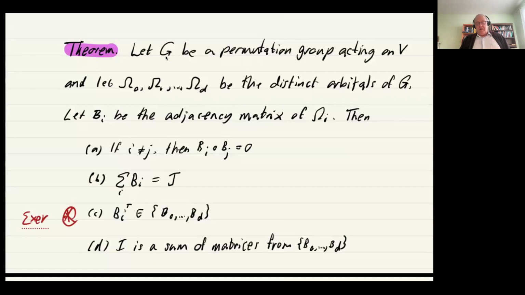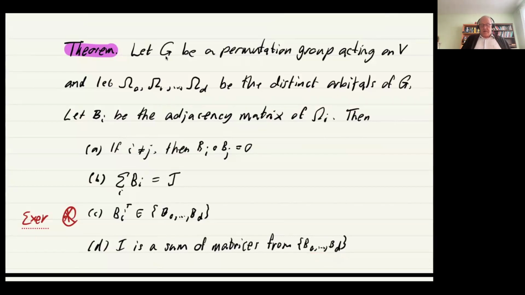The final thing is that if you take an ordered pair (x, x) and apply a group element to it, you get an ordered pair (y, y). So you map points on the diagonal to points on the diagonal. So the diagonal is a union of orbitals, or a union of orbits, depending how you want to think about it. And so the identity is always given as a sum of matrices from the set B_0 through B_d.